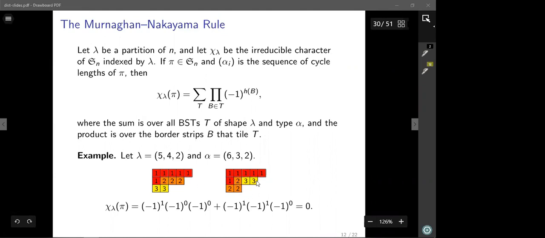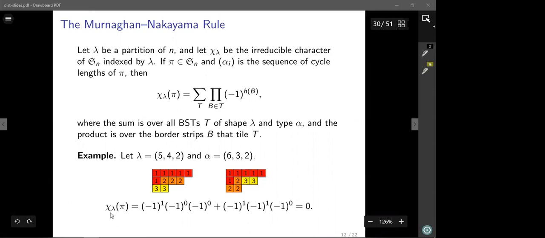So these are the only 2 border strip tableaux, so the sum is over 2 things. And then what's this product? On this one, it's the product of all these minus 1s to the heights. The height of the 1s is 1, the height of the 2 is 0, and the height of the 3 is 0. Over here again, the height of the 1s is 1, but now the height of the 2s is also 1, and the height of the 3s is 0. After all that, we find that this cancels out, and the value of this character at pi is 0.